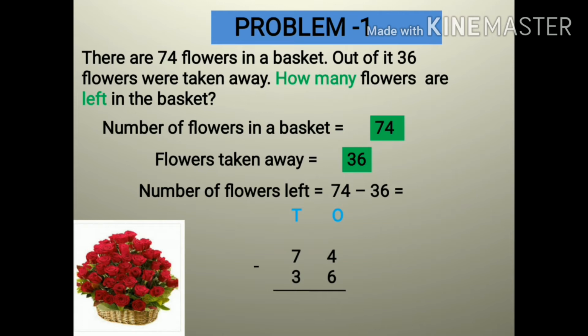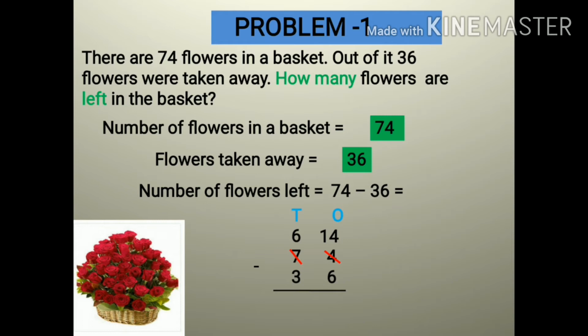So, what is in the ones column? First number is 4. From 4, can you take away 6? No, isn't it? So, we have to regroup the number. So, from 7 tens, we will take away 1 ten. Okay? So, how many tens are left? 6. And now, the ones place will have 10 and 4, 14 ones.